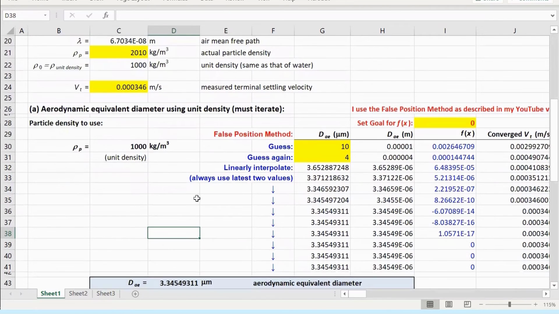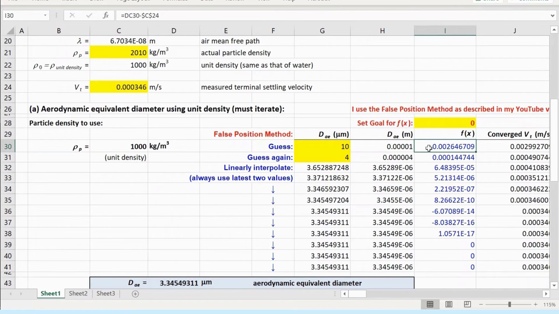I showed you this as a screenshot, but just to show you what's going on here, this in yellow is my first guess. My second guess, I convert to meters. My f of x is my goal. Now, in this false position method, it's best to set your goal for f of x as 0. So it's easy to tell when you have converged.